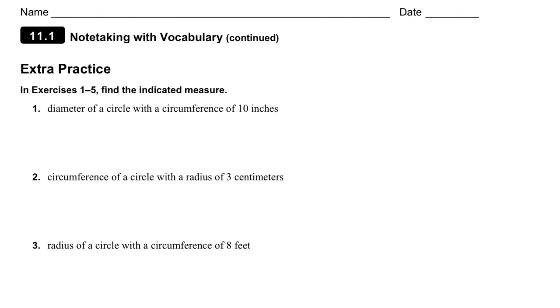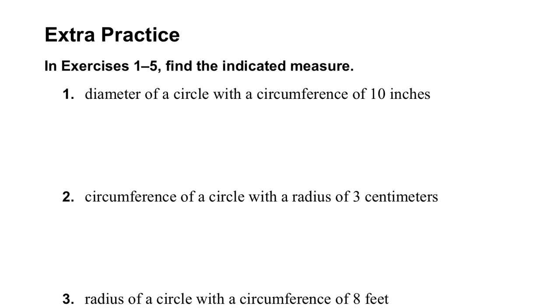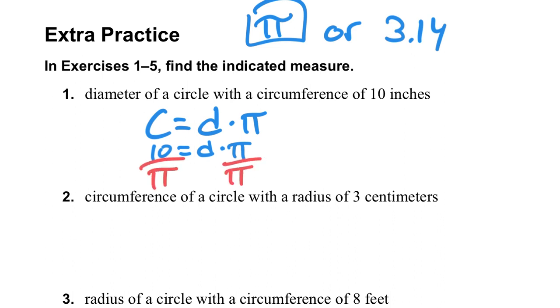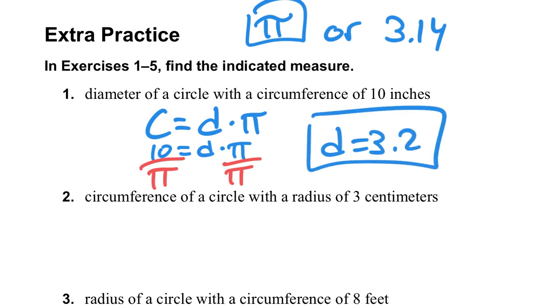So question number 1 here, the diameter of a circle with a circumference of 10 inches. We have to figure out which equation we're using. So we're going to use the circumference formula, and we said the diameter times pi. You can either use the pi button in your calculator, or you could use 3.14. So my circumference is 10, my diameter I don't know, and then I have times pi. So to solve this, I'm going to divide both sides by pi, and in my calculator, rounding to 2 decimal places, my diameter equals 3.2, roughly.